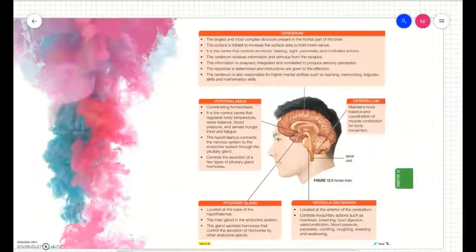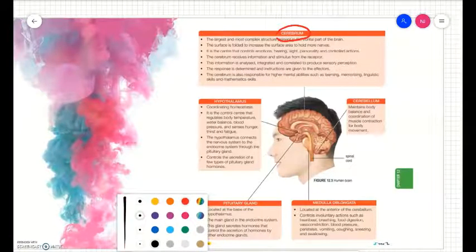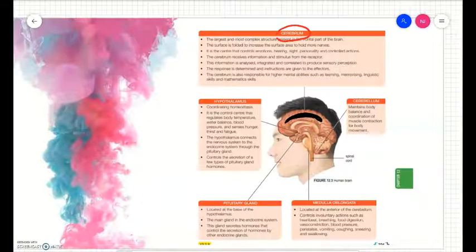Brain is divided into 5 parts. The first one, the most complex and largest part, is cerebrum. Cerebrum is located at the frontal part of the brain, and its surface is folded. Itu kalau kamu biasa nampak gambar otak, they are folded. Why is that? Because it increases the surface area of the brain to hold more nerves.